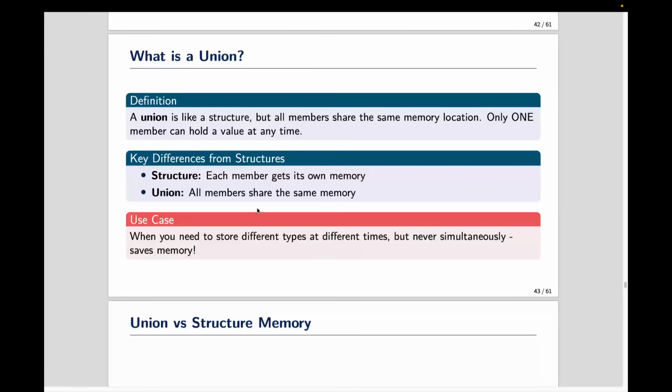So the key difference from a structure: in a structure, each member gets its own memory. If you have a structure, you have a grade, you have an int, you have a char grade, you have quiz 1 marks, you have quiz 2 marks, you have quiz 3 marks.